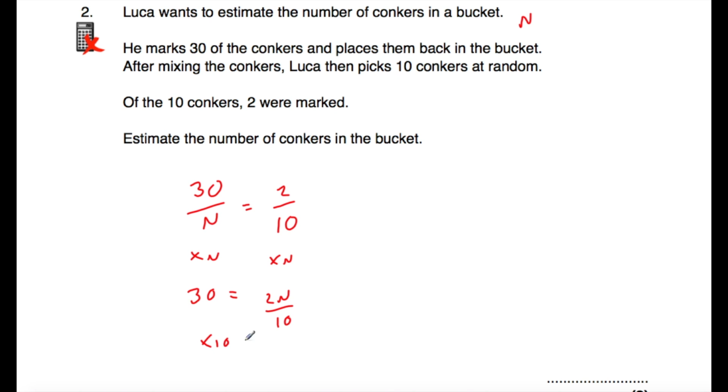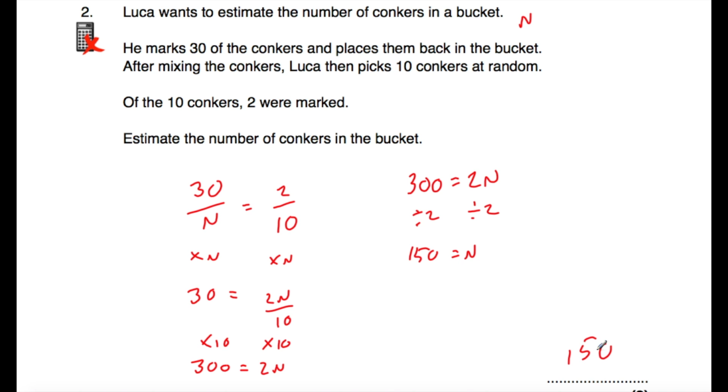We can then times both sides by 10, and if we do that we get 30 times 10, which is equal to 300, and on the right hand side we had 2n divided by 10 times 10, which would just leave us with 2n. Then we would have 300 equals 2n, and divide by 2 and divide by 2, and we get 150 equals n. So the number of conkers in the bucket, our estimate would be 150, and that's it.